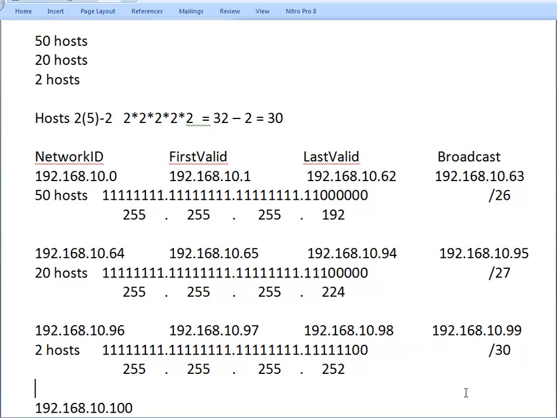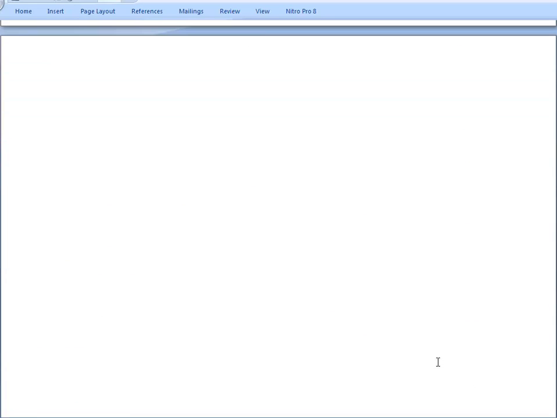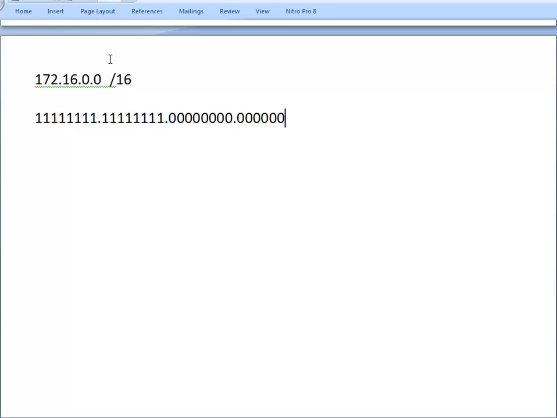Okay, now I'm going to take another example with a class B. I'm going to start. Okay, so now let's use 172.16.0.0/16. The subnet mask for this is /16. So 1, 2, 3, 4, 5, 6, 7, 8, 9, 10, 11, 12, 13, 14, 15, 16. Then 1 through 8, and 1 through 8 again.